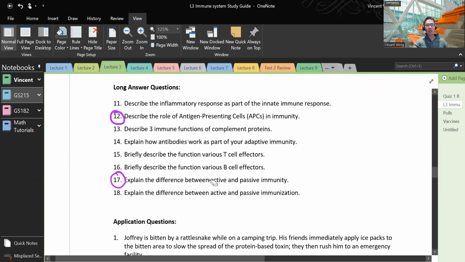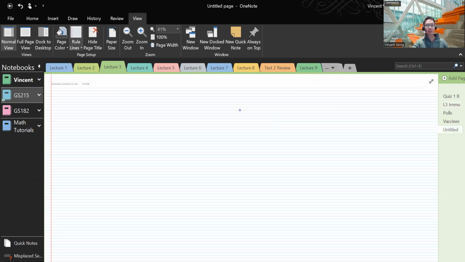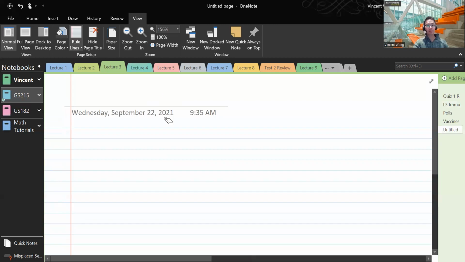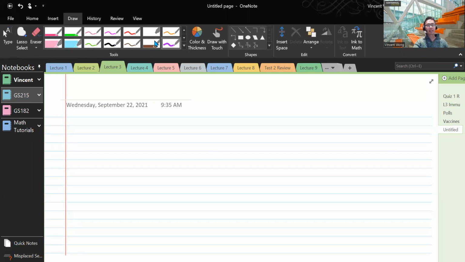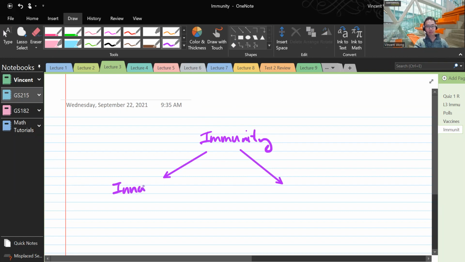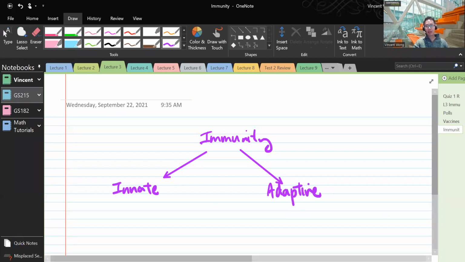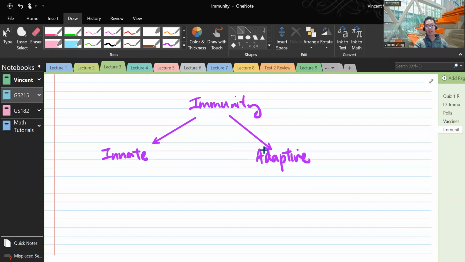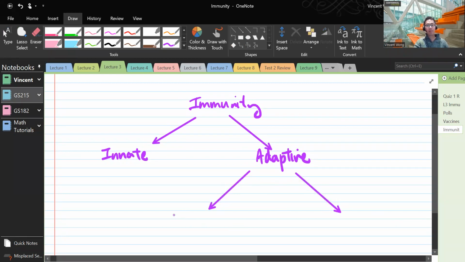Okay, so 17, explain the difference between active and passive immunity. Yeah, this was covered in class, but let's just do it again because many people have confusion about it, and let's make sure we understand it properly. So we have immunity, and the immunity is divided into innate, which is the stuff that you're born with, and the adaptive, right? Now, under adaptive immunity or acquired immunity, it's separated into active and passive.